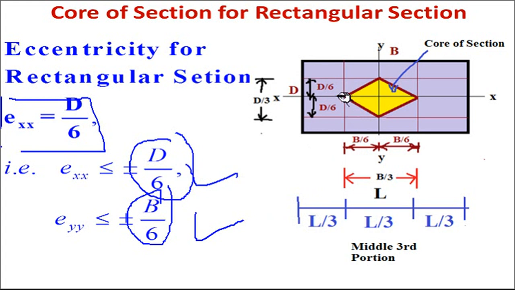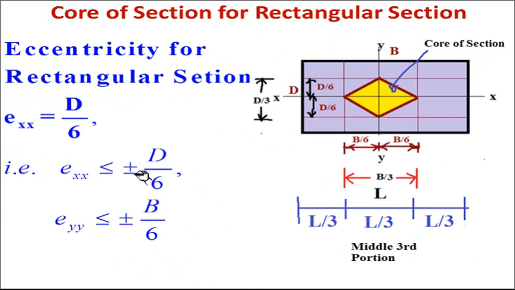So d by 6 means what? Here I have shown that distance, and b by 6 means what? Here I have shown that particular distance. So what does less than or equal to mean? Why is plus minus mentioned here? Because plus means, suppose, on the right side and minus means on the left side. Okay, so this is plus, this is minus, meaning on both sides of the cross section.